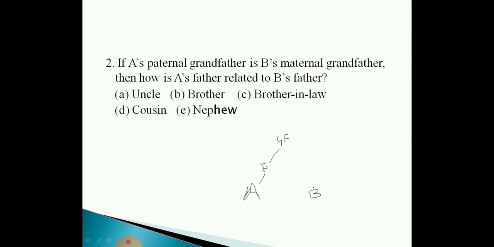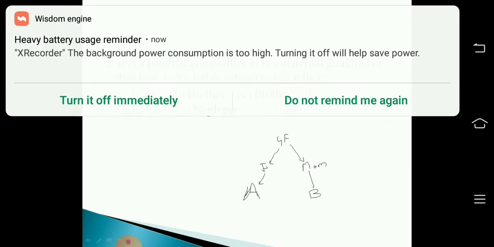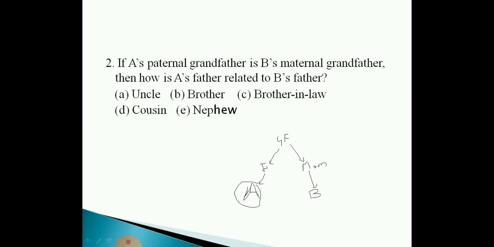Let us start with B. B's mother, we can take it as mom. B's mother's father is the same person as A's grandfather. Now the question is, how is A's father related to B's father? A's father is there in the picture. Where is B's father? B's mother is there, so obviously the husband of that lady is B's father.